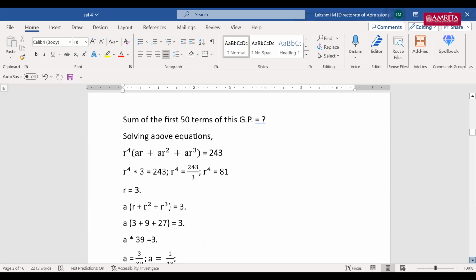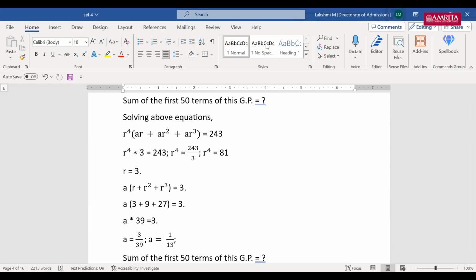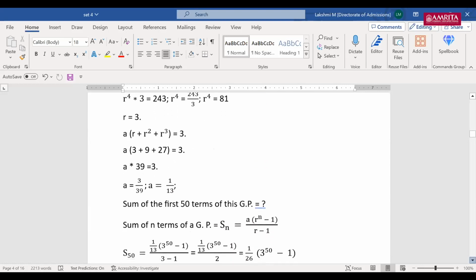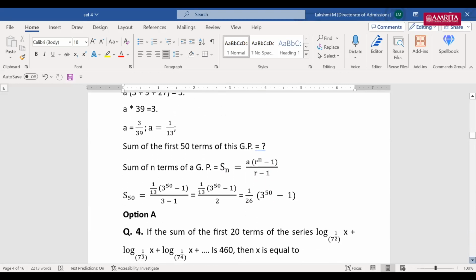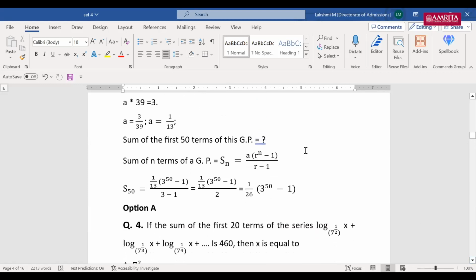Now, sum of the first 50 terms. Yes, that's what the question is. So I've just substituted for these values and I know the solution for R. It is 3. The value for R is 3. Once I have the value of R, I'll be able to find out the value of A, which is 1 by 13. Now, what's the sum? A into R raised to n minus 1 by R minus 1. The first term, the total number of terms, the common ratio. You know all the values. N is 50. A is 1 by 13. And R is, what's the value that we found? It's 3. So once you substitute it, you got the answer.